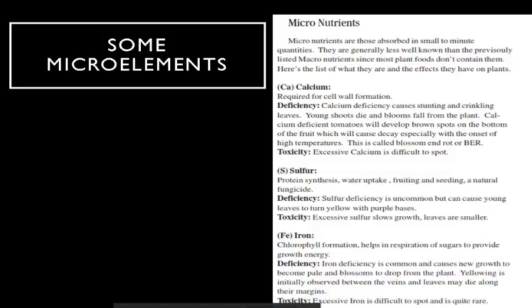Again, the sulfur, it's required for protein synthesis, water uptake, fruiting, seeding, and natural fungicide. Okay, so deficiency, sulfur deficiency is uncommon, but can cause young leaves to turn yellow with purple bases. Okay, so this is hardly you can see any deficiency, but sometimes it's going to affect your leaves, and you can identify always any symptom.